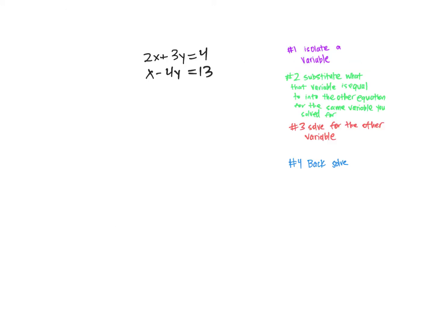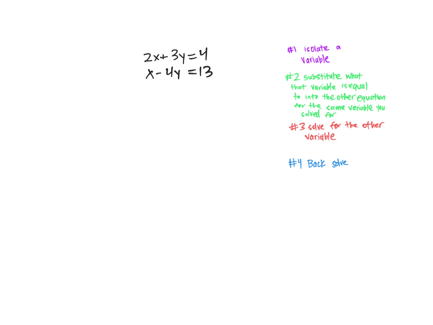In this last one, I want you to notice that we don't actually have any variable that's isolated. We have 2x plus 3y is equal to 4 and x minus 4y is equal to 13. So neither top or bottom equation has one variable by itself on one side of the equation. So we do need to do a little isolation here. So I'm going to choose that bottom equation to isolate one of the variables. I notice that x doesn't have a coefficient, so it would be very easily isolated.